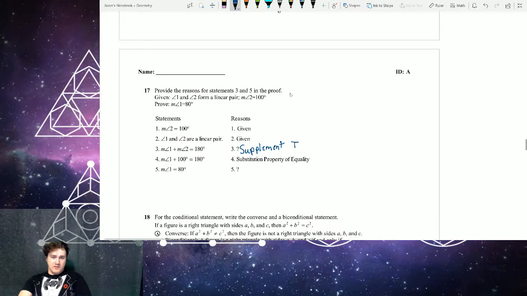Alright, if you know that two angles form a linear pair, then they have to add up to 180 degrees. So that's the supplement theorem. Then we have where they substitute measure of angle 2 with 100 degrees by the substitution property. Then they subtract 100 from both sides, so that's the subtraction property of equality.